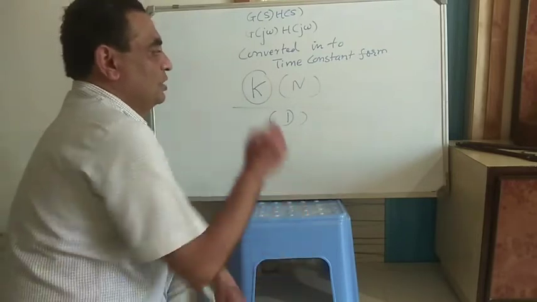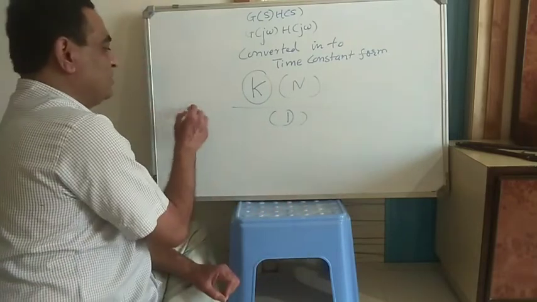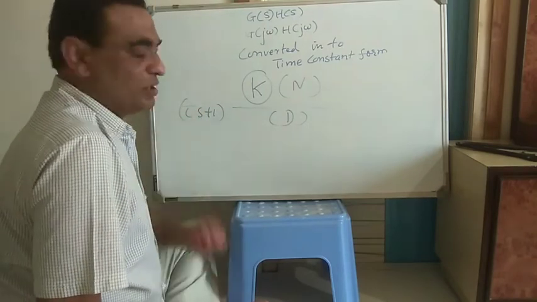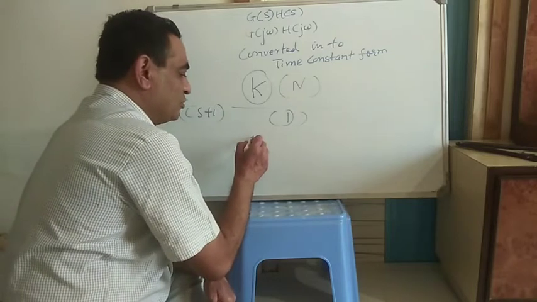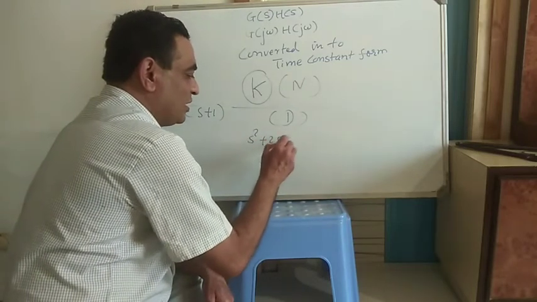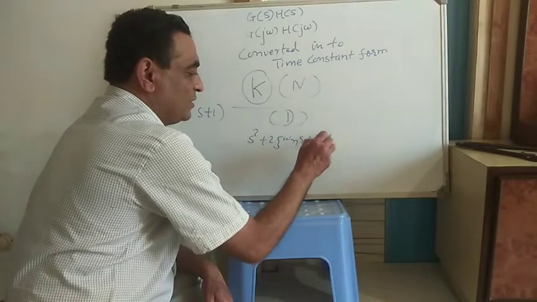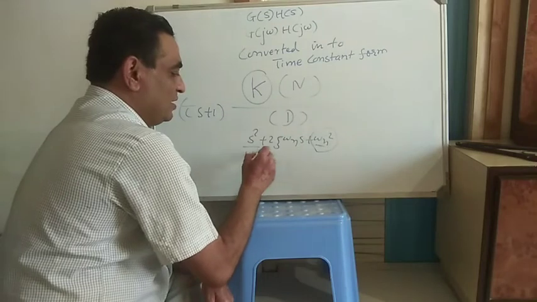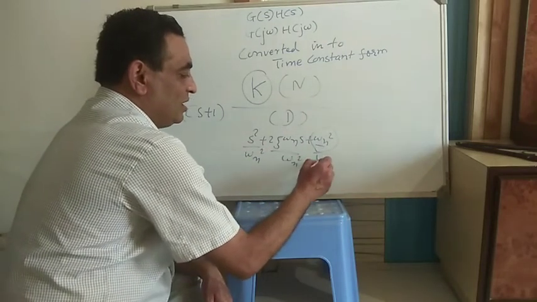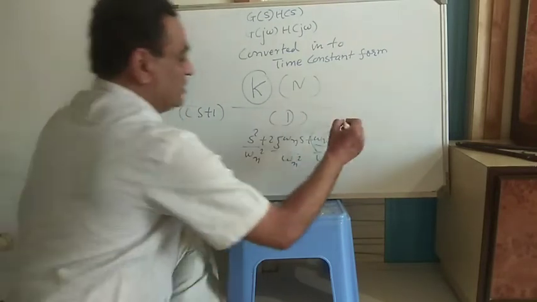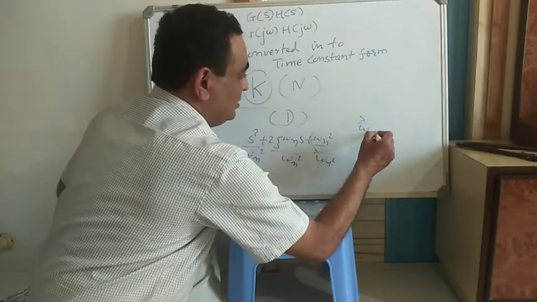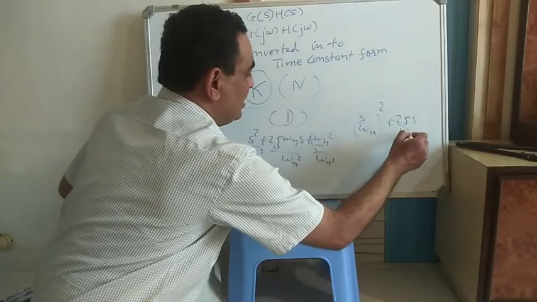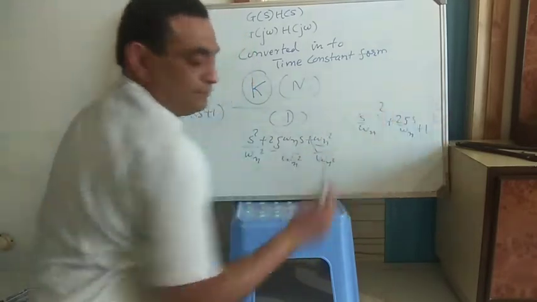If there is a first order term, this should be converted into tau s plus 1 form. If it is a second order term, s square plus 2 xi omega n s plus omega n square, this coefficient should be 1, so divide by omega n square. This is nothing but (s by omega n) whole square plus 2 xi s by omega n plus 1. This is time constant form.